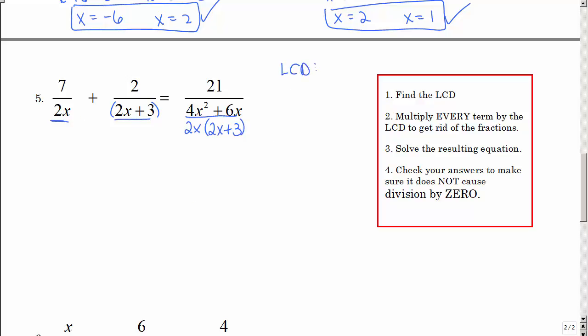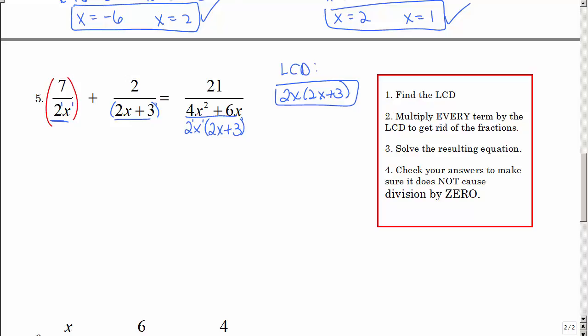So what is that LCD? Write down one of every kind of factor, the 2, the x, and the 2x plus 3. Raise them to the highest power. Well, it's only to the first power. Here, here, here, here, here, here. That is your least common denominator.